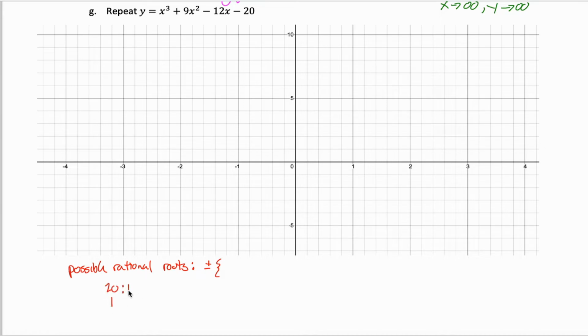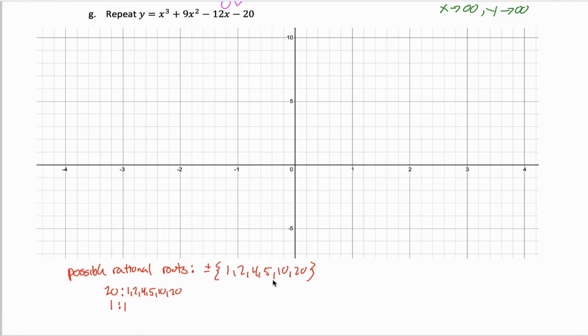The factors of 20 are 1, 2, 4, 5, 10, and 20. And the factors of 1 are just 1. So I take any of these numbers up top and divide it by 1, and the possible rational roots are either positive or negative 1, 2, 4, 5, 10, and 20. That's 12 different possibilities for the rational roots of this specific polynomial.